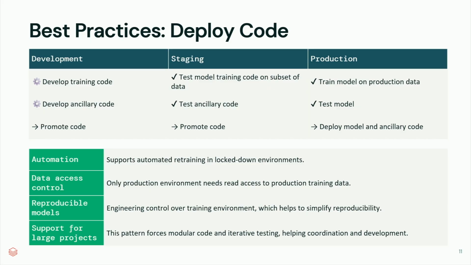And the advantages of deploy code are that you have automation, because now you can do automated retraining in lockdown environments. You don't have to worry about doing that manually. You have data access control, so only the production environment really needs read access to the production training data. You have reproducible models and engineering control over the training environment, and that's going to make it very easy to, like I said, roll back and revert if you need to. And you have support for larger projects. Now you don't have to worry about data scientists changing each other's notebooks and moving them around. Whatever you check into your version control will be the source of truth.